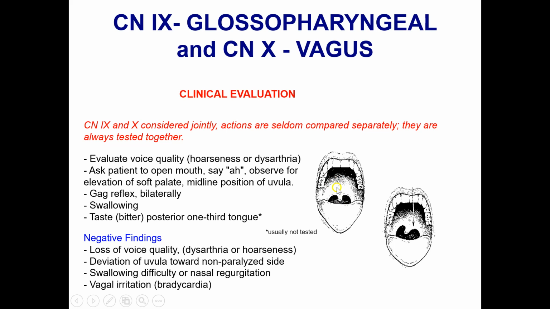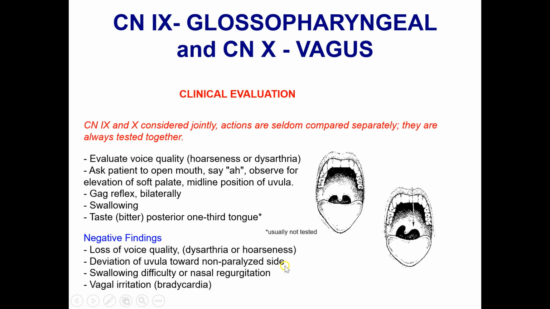This is how you will see, and you can see here the normal elevation of soft palate, and compared to this abnormal elevation of soft palate, there's uvula, you can see here, deviated to one side. After this elevation of soft palate, you must check for gag reflex, and you must check on both sides for gag reflex. You must check for swallowing taste on the posterior one third, but usually it is not checked.